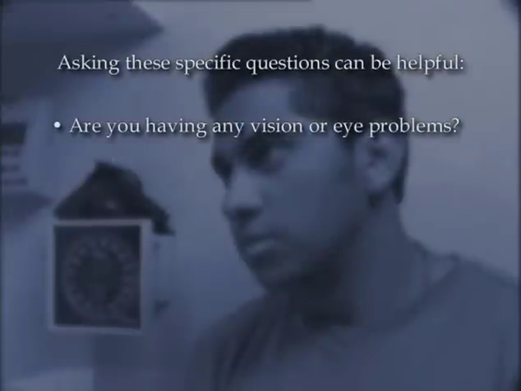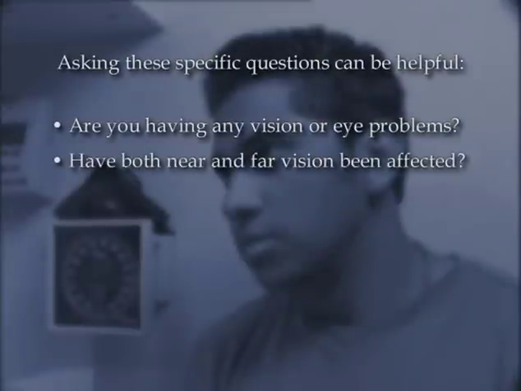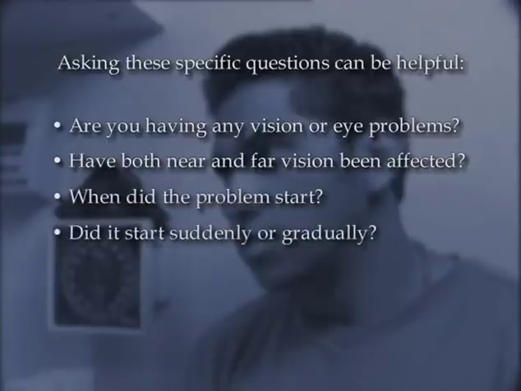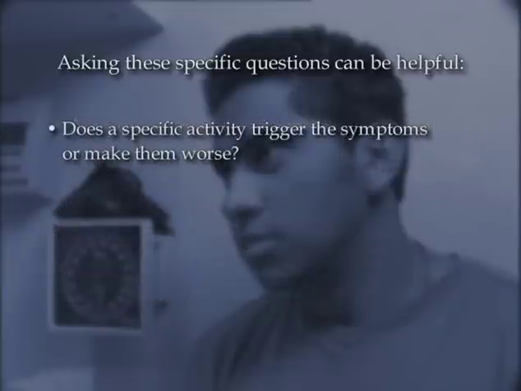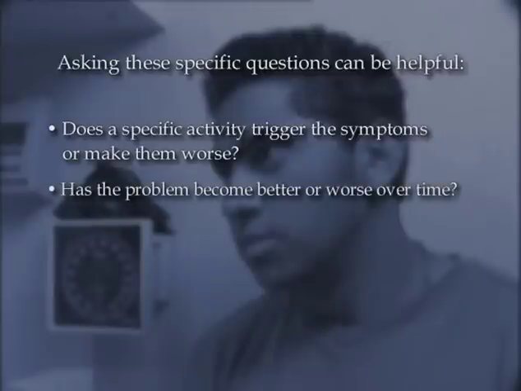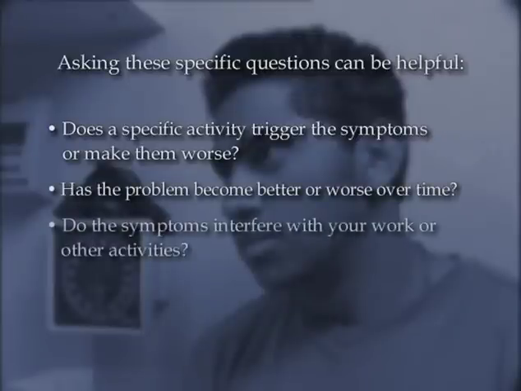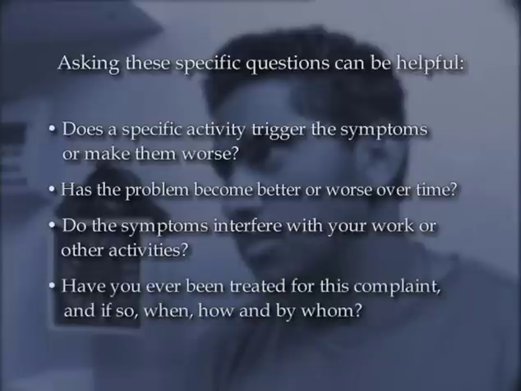Are you having any vision or eye problems? Have both near and far vision been affected? When did the problem start? Did it start suddenly or gradually? Are the symptoms constant or intermittent and frequent or infrequent? Does a specific activity trigger the symptoms or make them worse? Has the problem become better or worse over time? Do the symptoms interfere with your work or other activities? Have you ever been treated for this complaint, and if so, when, how, and by whom?